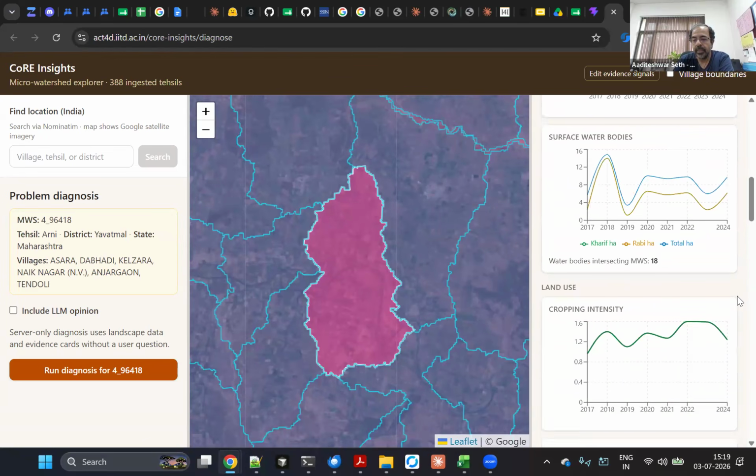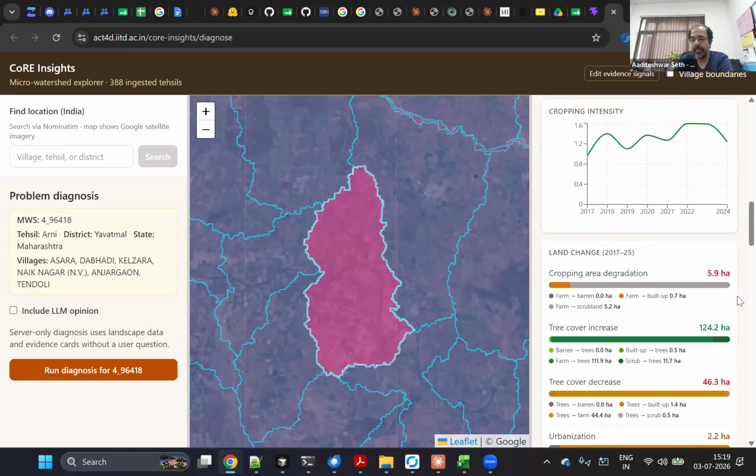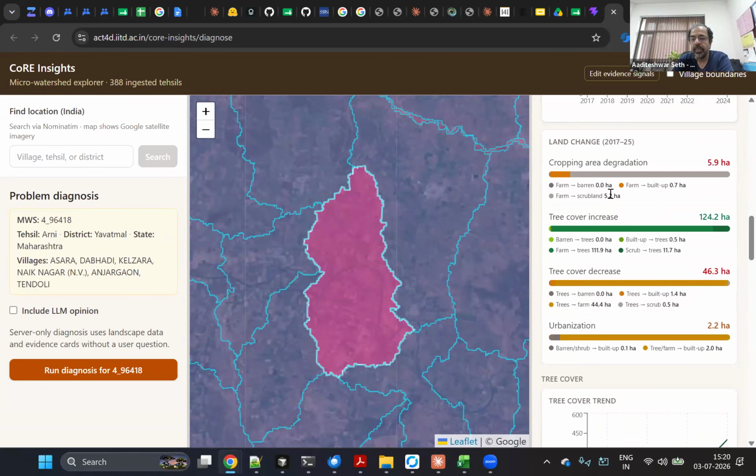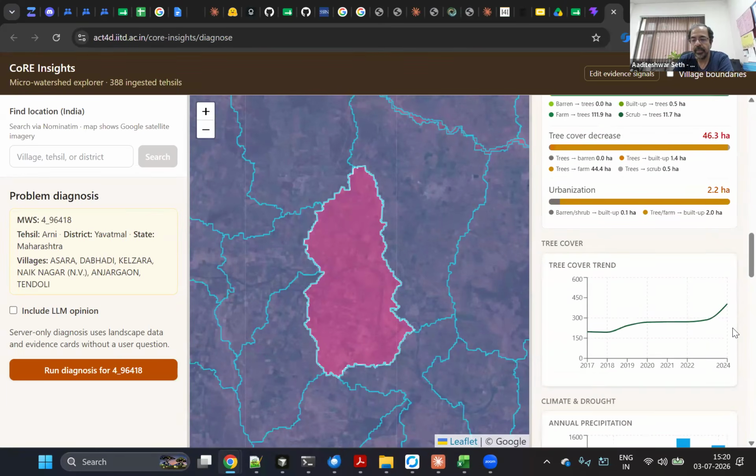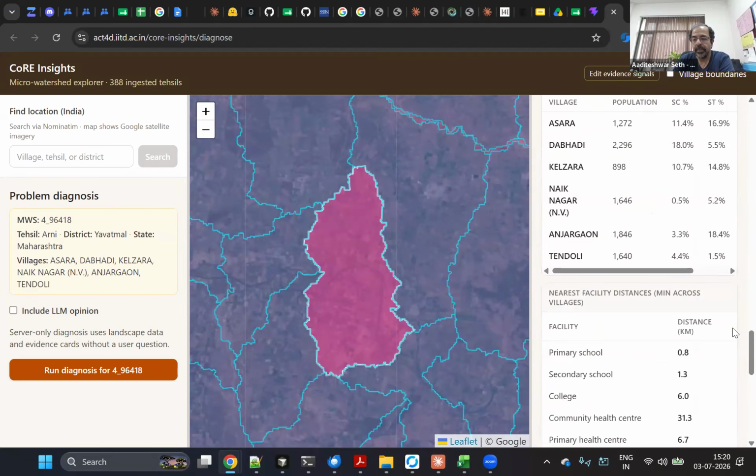Area of surface water bodies, cropping intensity. These are the same statistics that you saw on the landscape. What changes have happened, right? Cropping, farm to barren, farm to built up, tree cover increase, and so on. So these are the same things.